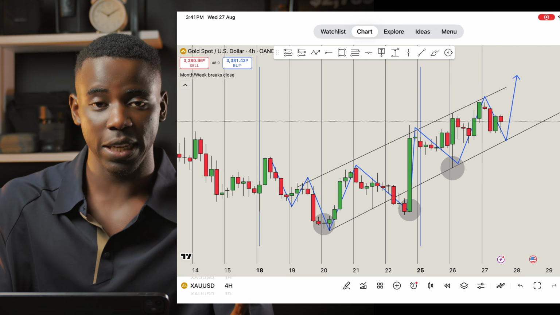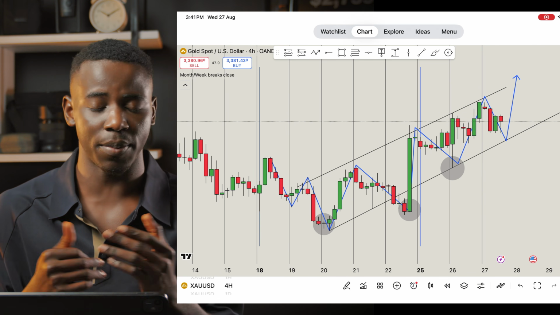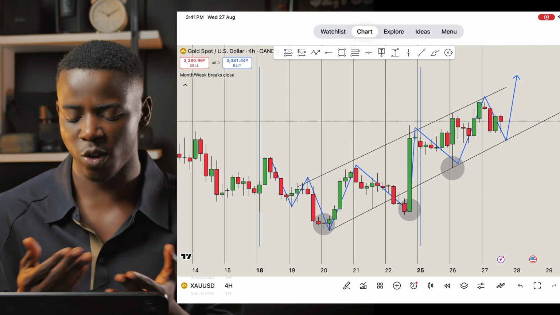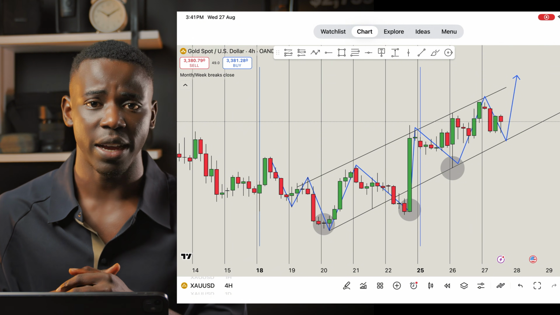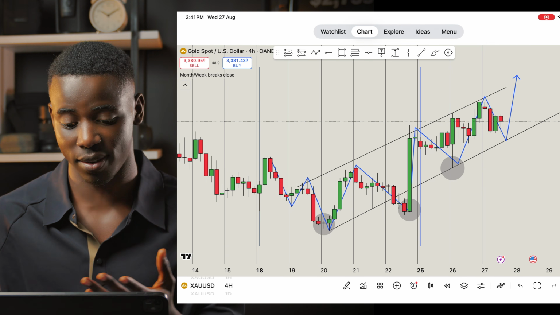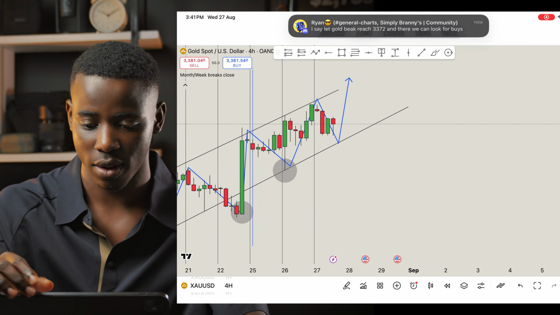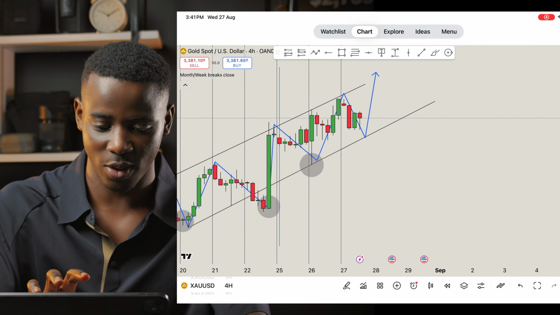Another thing you will learn right now is that it's not about the head and shoulder or inverted head and shoulder pattern. It should be straight. Don't mind the messaging you're seeing on my screen.